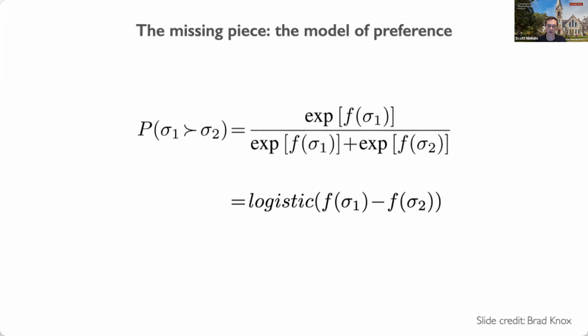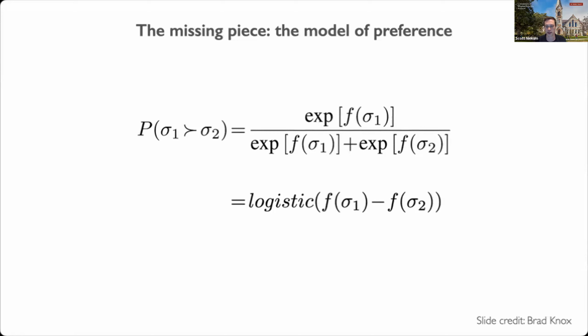The most common model of preference that's used typically takes the form of a softmax-looking function like this, where you have some score function f that is telling you how good any given trajectory sigma is. If you're comparing two trajectories, sigma 1 and sigma 2, the probability that someone is going to give you a preference of sigma 1 over sigma 2 increases exponentially as sigma 1 starts looking better and better under score function f than sigma 2. And you can rewrite this as just a logistic function.